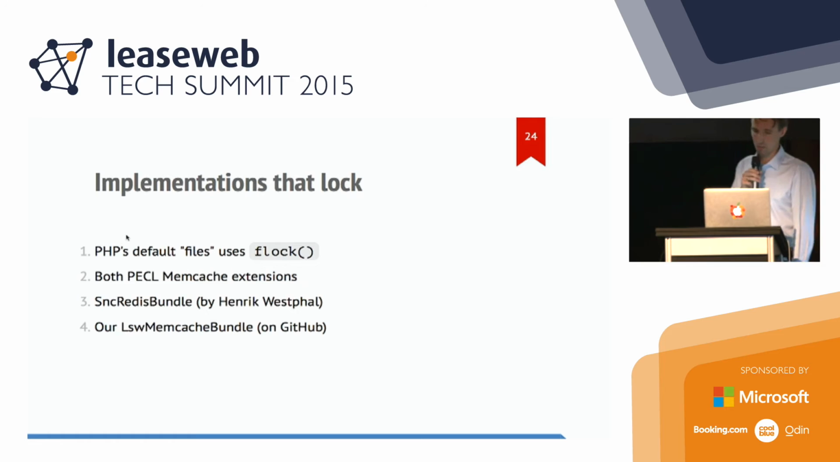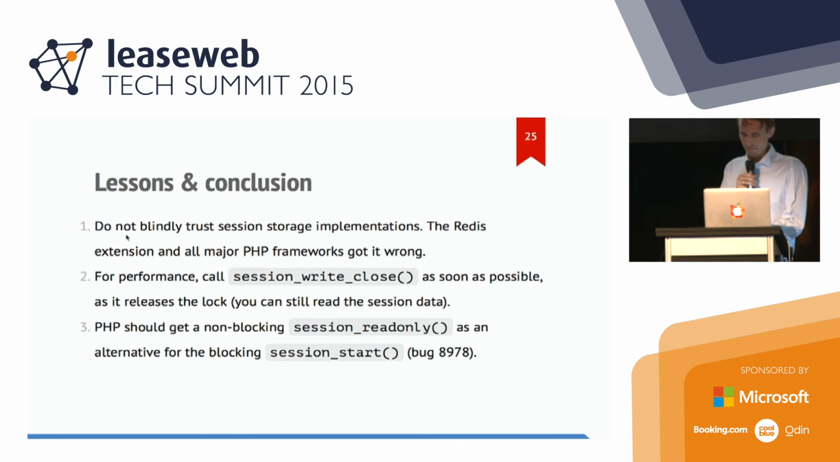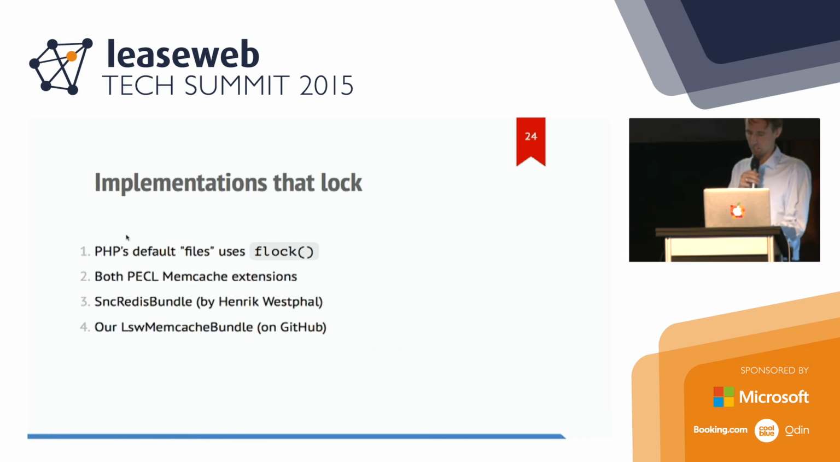So, implementations that do lock. Well, the default implementation, so don't worry if you run your personal blog or a small website, it's fine. Both the Memcache extensions that are available in most repositories, which are the PHP 5 Memcache and PHP 5 Memcached extensions on Debian-based systems. Well, this SNC Redis bundle, and we have also made a bundle based on Memcache. It also does it in PHP. Actually, I copied the code and I submitted it to Henrik. And those are the things that do it correctly. And all the other implementations that I know of are not doing this.